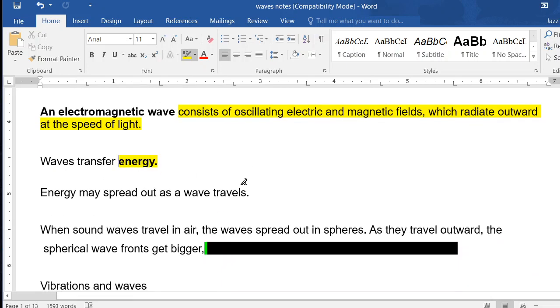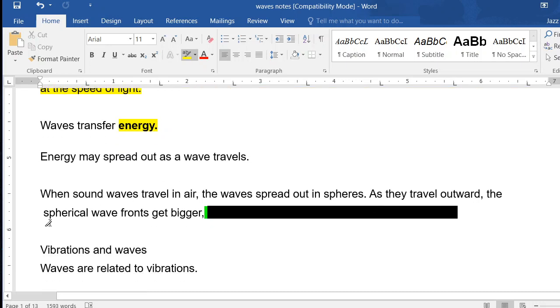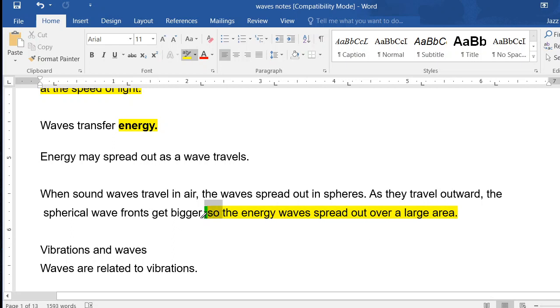Waves transfer energy, so that energy can be used to do things. For example, there are lots of hydroelectric dams that have the waves come through and they move things to transfer energy into electrical energy. Or it could be an X-ray. An X-ray is an electromagnetic wave, but it carries a lot of energy with it, but not enough to hurt you if you take the proper precautions. So when sound travels in air, the waves get bigger and bigger, and so the energy spreads out over large areas. That's why you don't get knocked over by a sound wave, because there's a large area that the energy is traveling through.